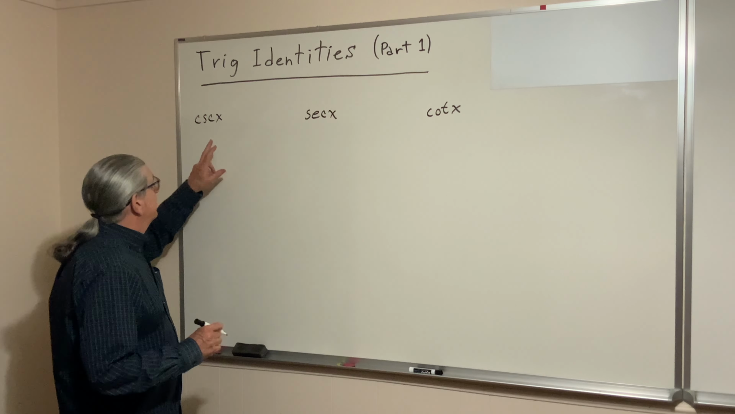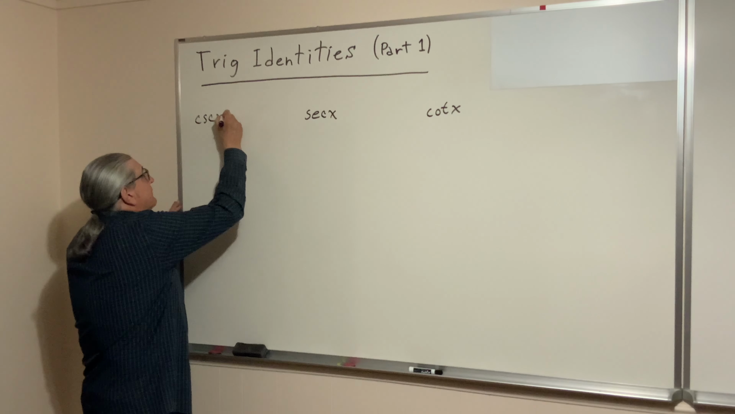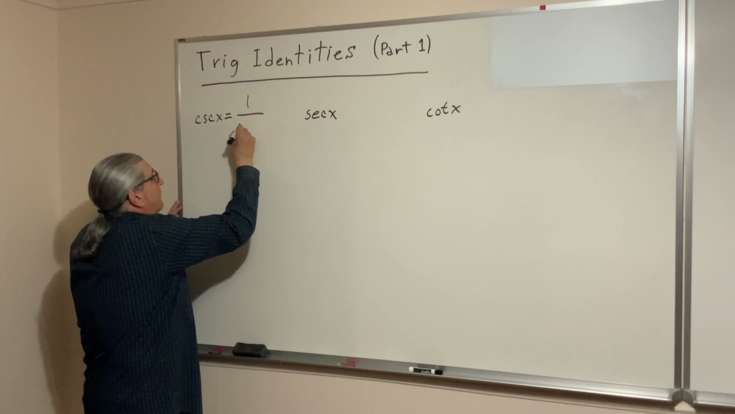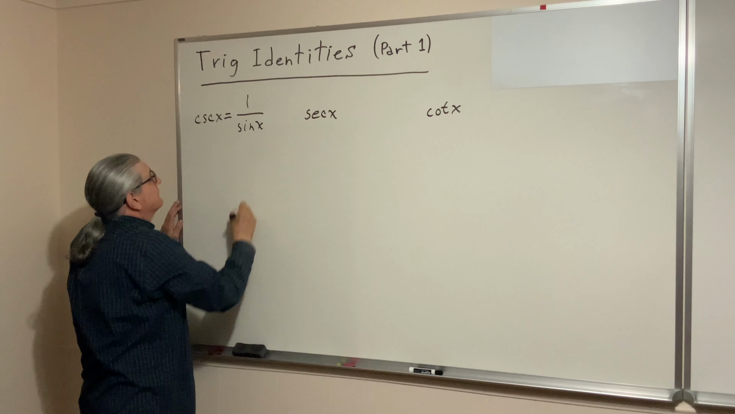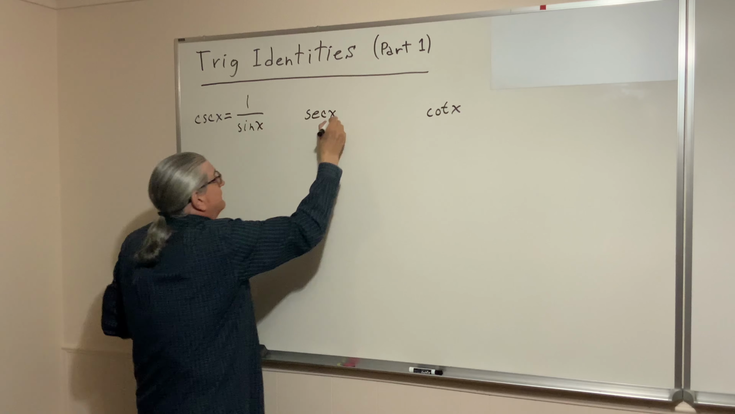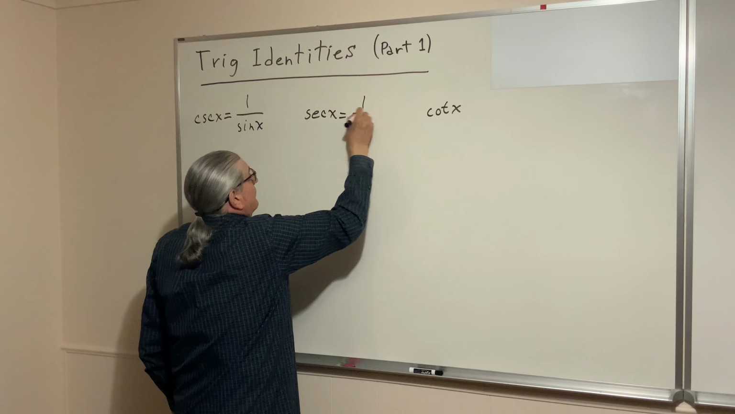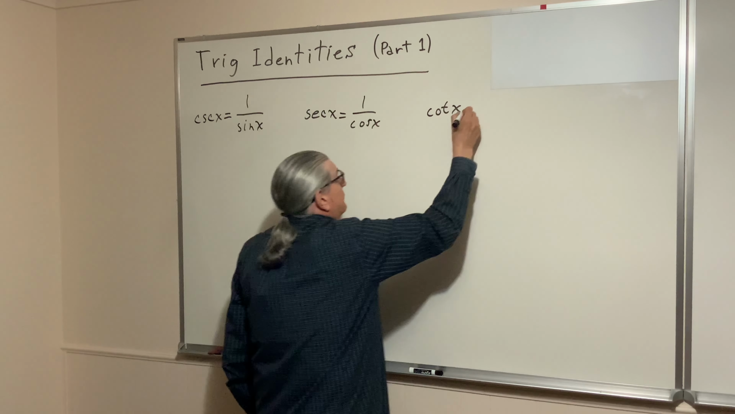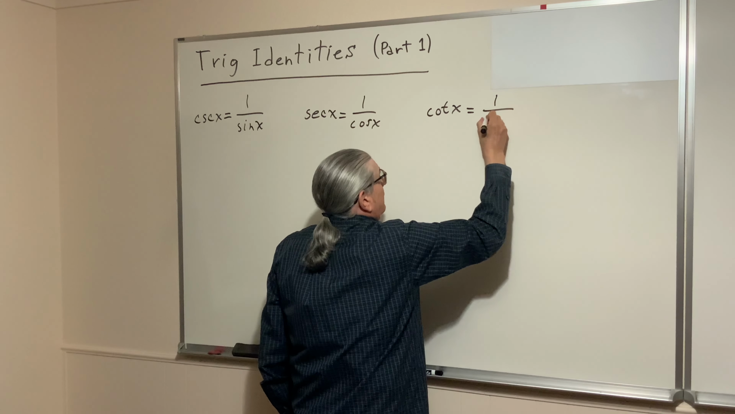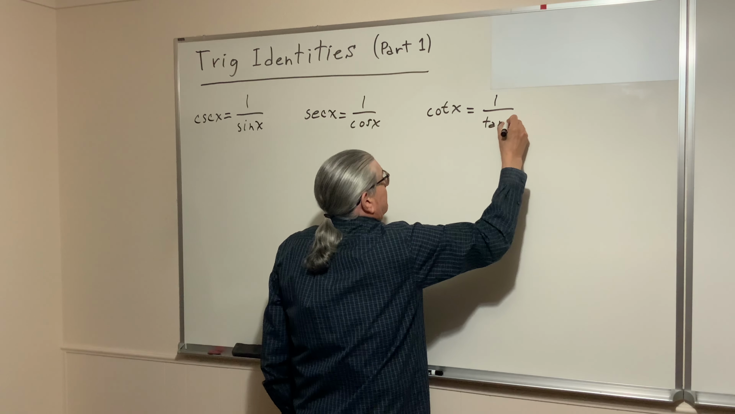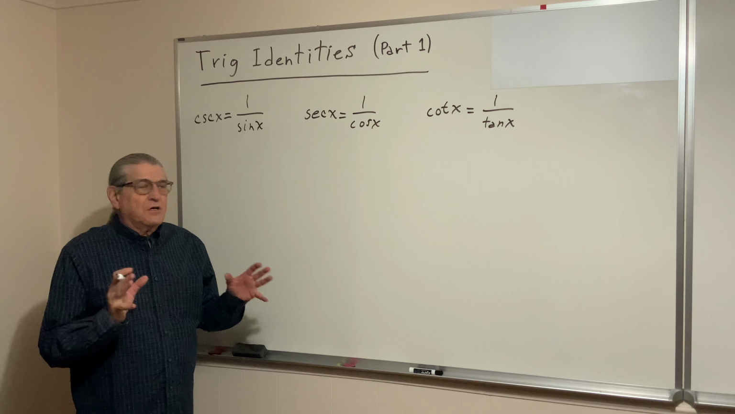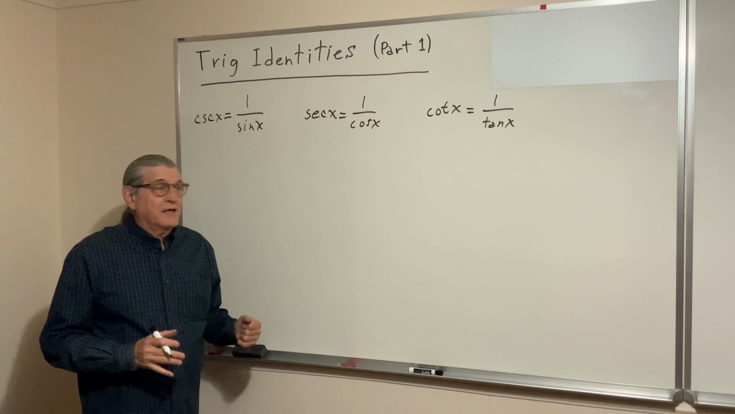First of all, we already talked about these, but the cosecant of x is just 1 over the sine of x. And the secant of x is 1 over the cosine of x. And the cotangent of x is 1 over the tangent x. All right, so let's talk about some interesting relationships with these.